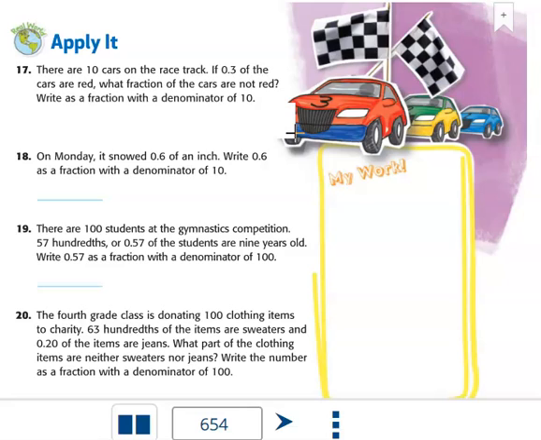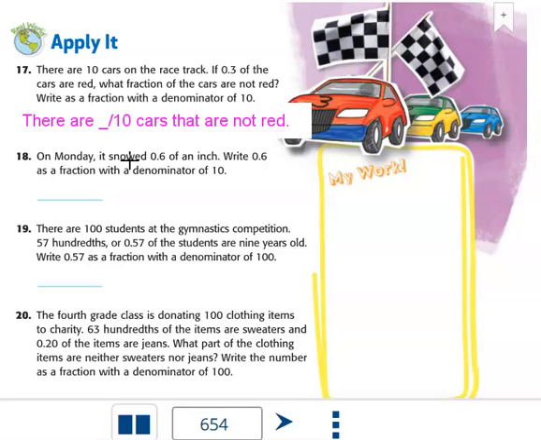Okay, because remember we've got to write complete sentence answers here. There are 10 cars on the racetrack. What fraction of the cars are not red? So that's how that sentence should be written.